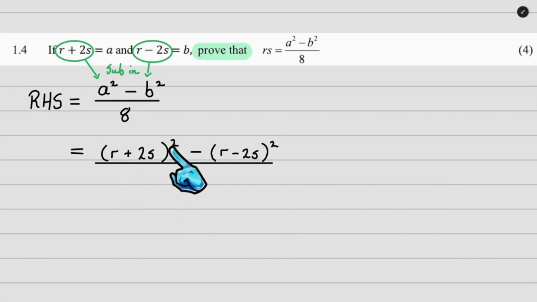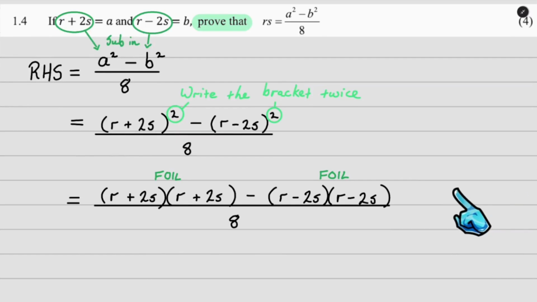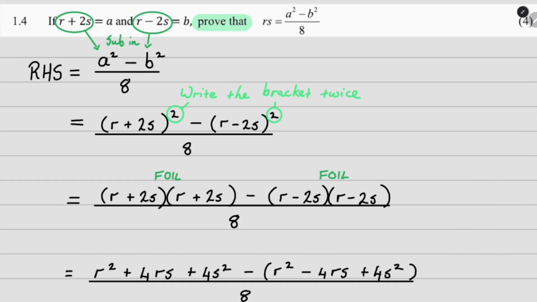Alright, the square means I multiply by itself. So I'm going to write the bracket twice to set myself up for FOILing. Alright, let's get the painstaking task of FOILing out of the way. Once you have FOILed, just remember to keep this whole thing in a bracket because we're going to have to distribute this minus, and that's exactly what we're going to do next.